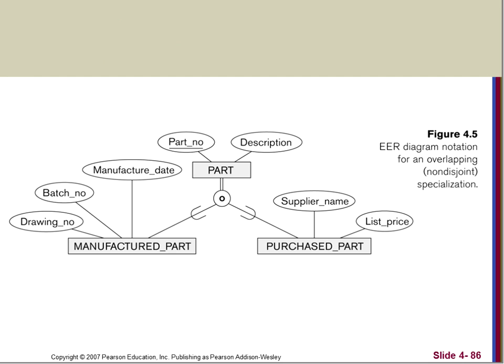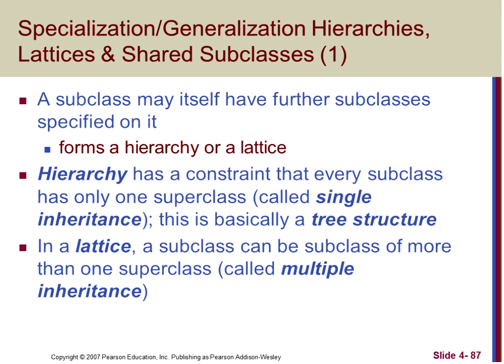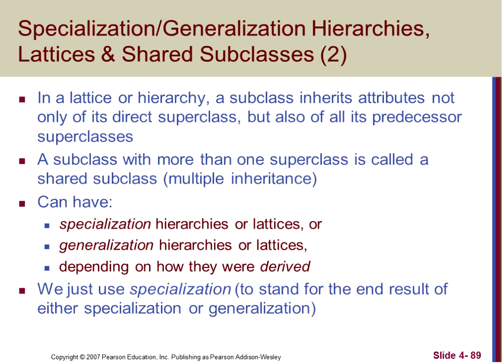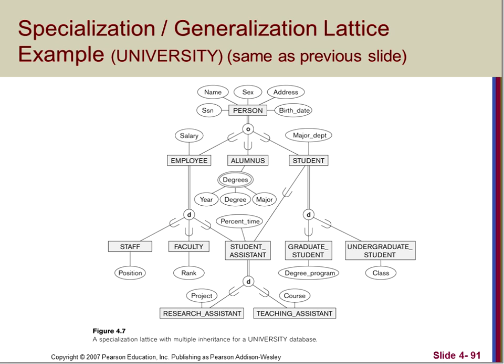This is another example of the overlap, which means a part can be both a manufactured part and a purchased part. So there exists a part that is actually manufactured and also purchased. So it's the overlap. But it's the double line. Double line means it should be at least one of these subclasses. I'm going to explain the later parts, hierarchy, lattice, and union type, in the next class, probably next week, after the Thursday exercise lab.